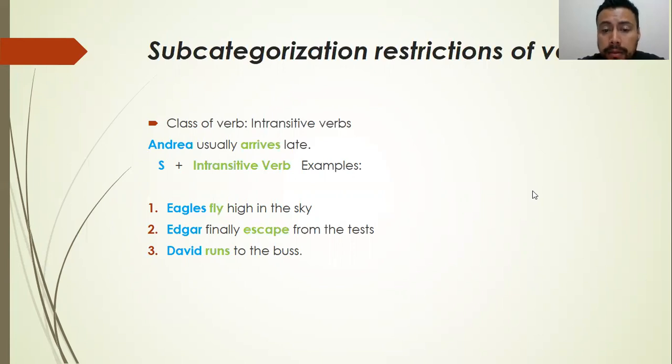Edgar finally escaped from the tests. And the last one is, David runs to the bus. So as you can see, the subject is in blue and intransitive verbs are in green, such as fly, escape, or run.